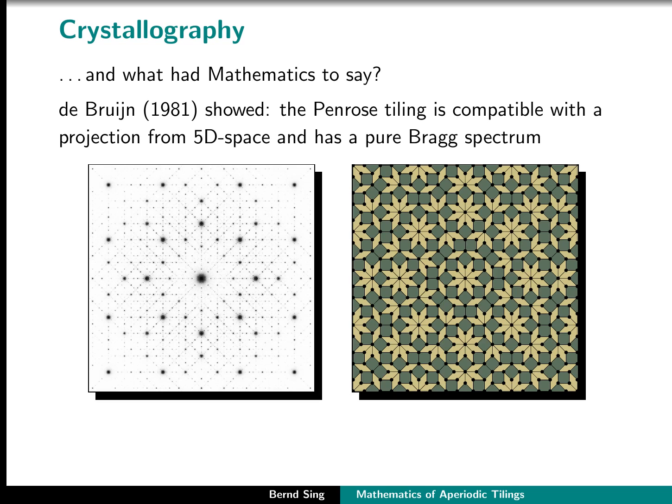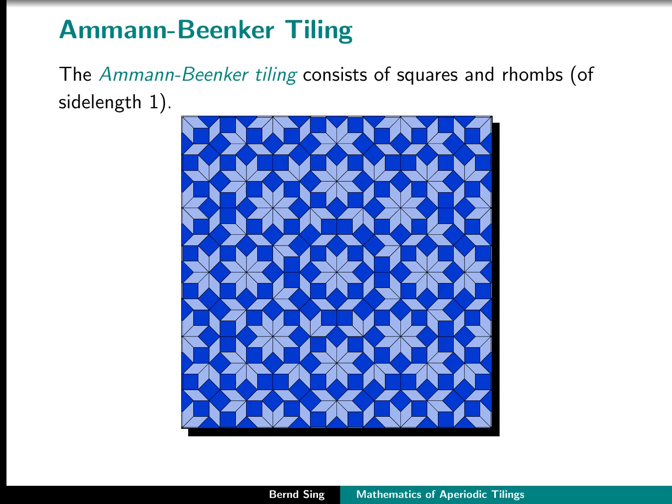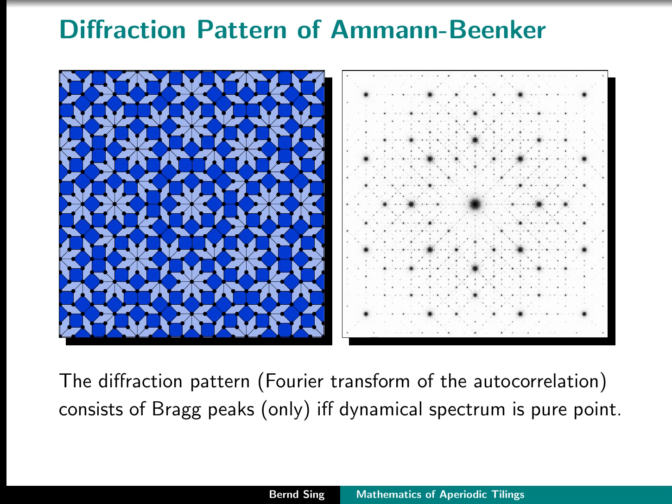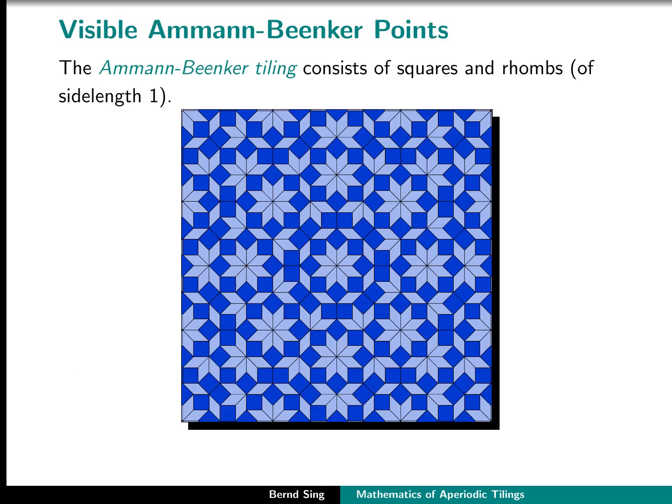So I work in this intersection of various disciplines, but also various fields of mathematics, exploring this region between nice periodic order and randomness. And just to show you how far you can push this, let's consider this Ammann-Beenker tiling. It consists of squares and rhombs. Here is the diffraction pattern again. It only shows what physicists call Bragg peaks. So that's an indication that there is long-range order in this pattern.